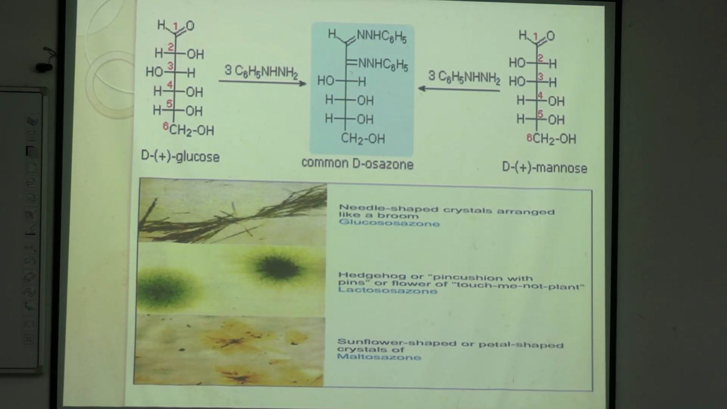Needle-like. In case of lactosazone, it will be like hedgehog or pincushion type. Next, maltosazone will be sunflower shaped. So these osazone reactions are done to determine individual carbohydrates after separation. Okay, we are proceeding to separation, how to identify an unknown carbohydrate from a given solution.